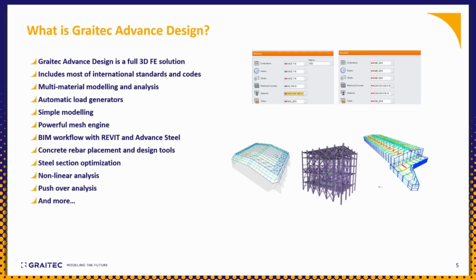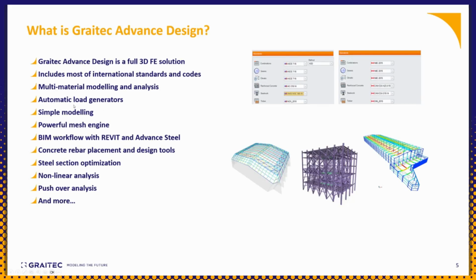It is multi-material modeling, so you can have different types of materials inside the same model: steel, concrete, timber, cold formed steel, etc. You can have them all created in the same model. We have automatic load generators in Advanced Design to create the snow, wind, even seismic loads automatically and apply them to the structure, based on the localization that you define and also based on the country code that you are using.